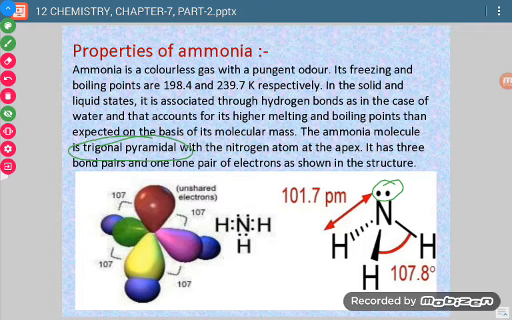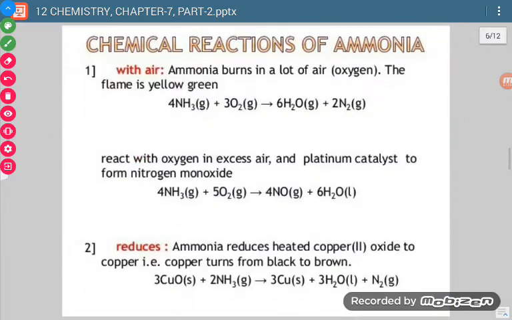Okay, now how many electron pairs are there? There are 3 bond pairs and 1 lone pair. Okay, these 3 are bond pairs and this one is lone pair. Okay, so this is the structure of ammonia. Now how does it react with other substances?